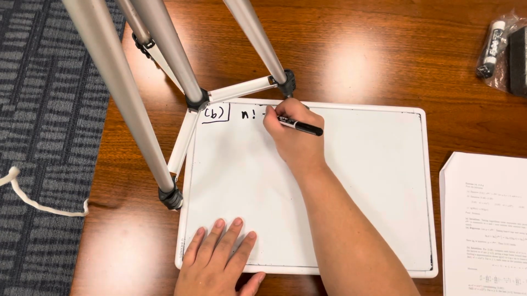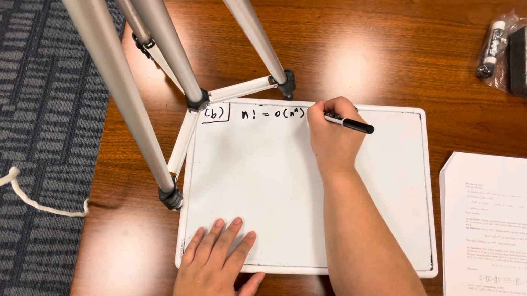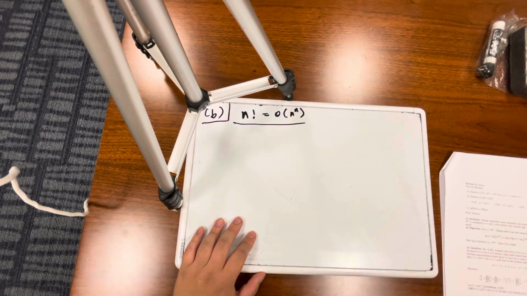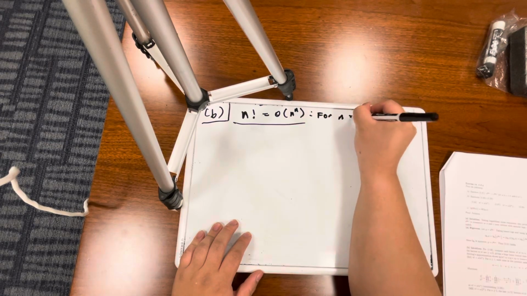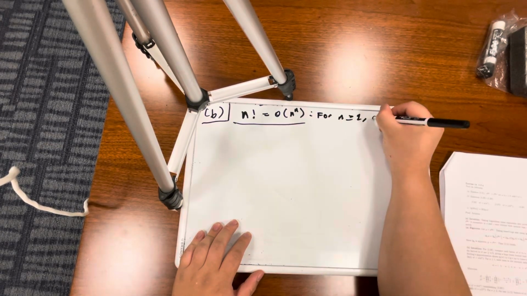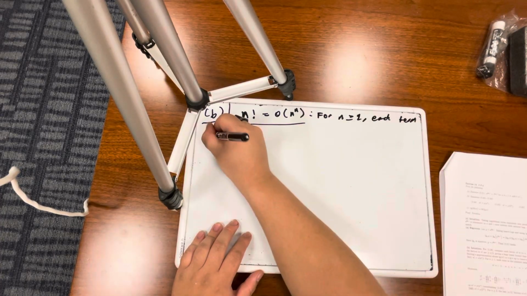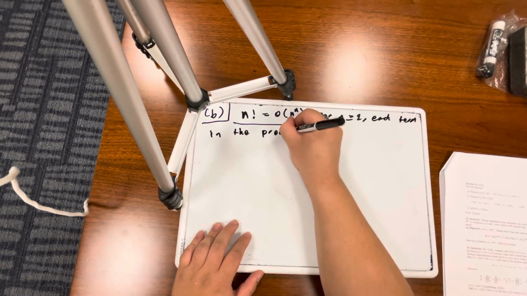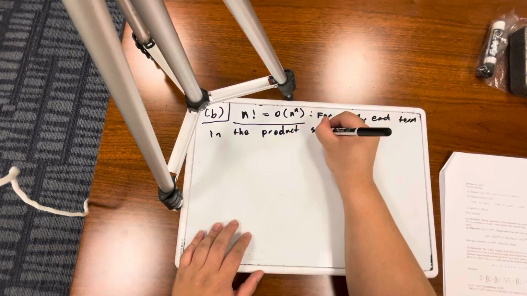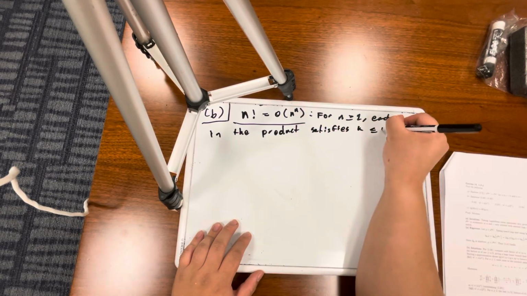Anyhow, n factorial is equal to little o of n to the n. That's the part we're going to be looking at. We'll move on to the other parts in sequence. So for n greater than or equal to 1, each term in the product satisfies k is less than or equal to n.